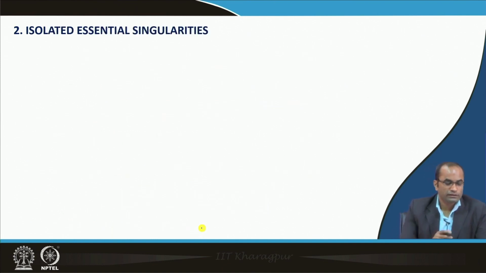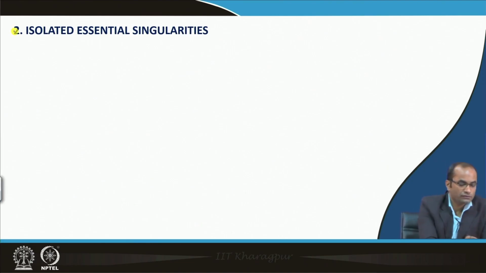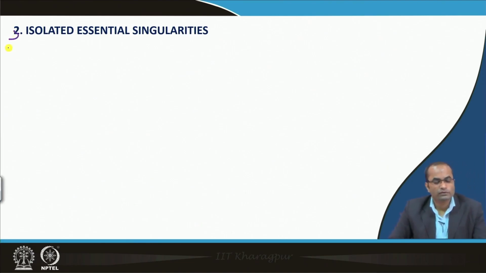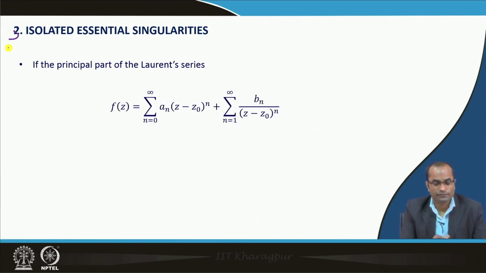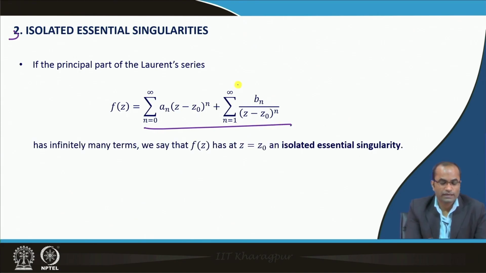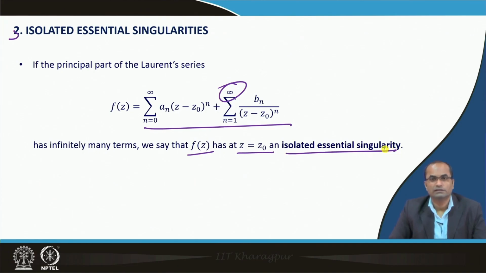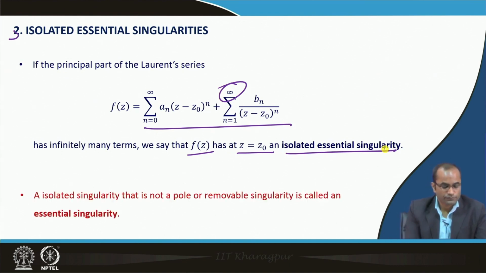Well, so the third one now is called the isolated essential singularity. In this case, if the principal part of the Laurent series has infinitely many terms, then we say that f(z) has at z equal to z_0 an isolated essential singularity. So, this is the third classification which we are discussing now.